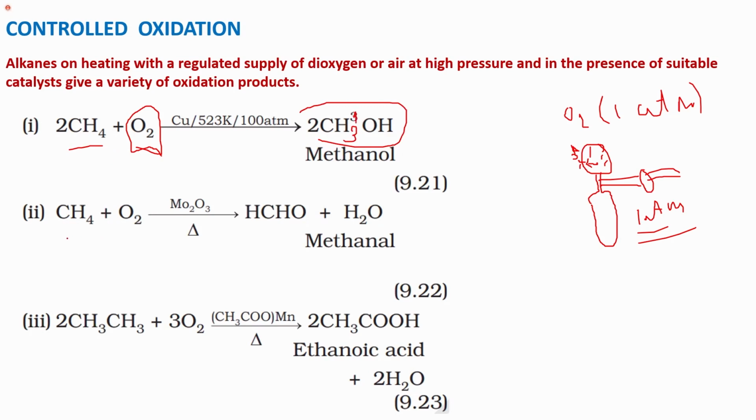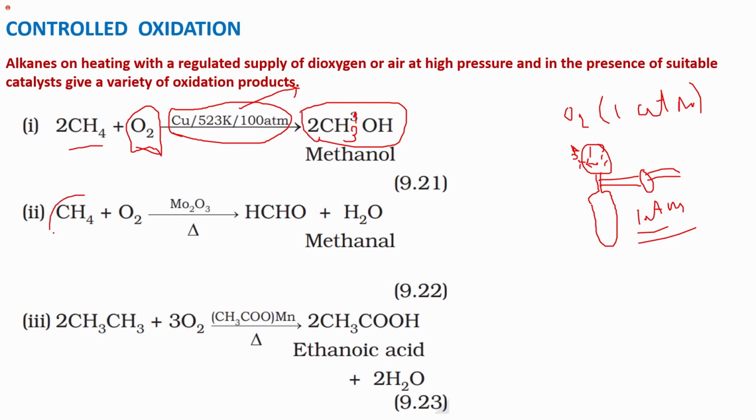Then, what kind of oxidation catalyst do we need there? A copper-mediated catalyst. Also they have given 100 atmosphere oxygen pressure, which is too much. So this is actually a harsh condition. You can see the temperature 523 Kelvin and 100 atmosphere oxygen pressure. Only in this way is it forming methanol.